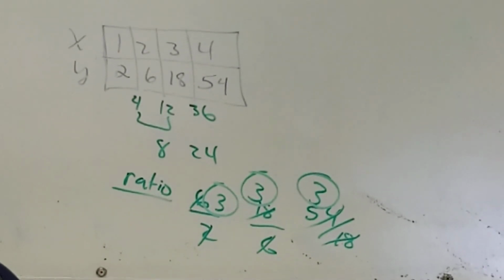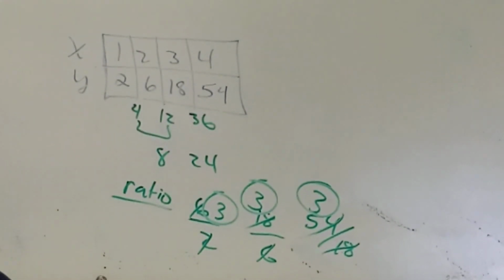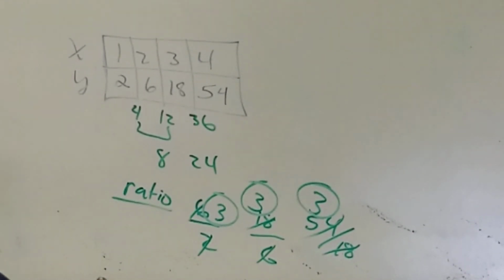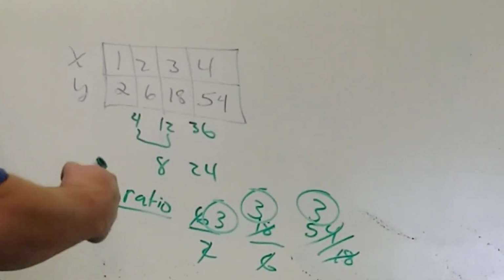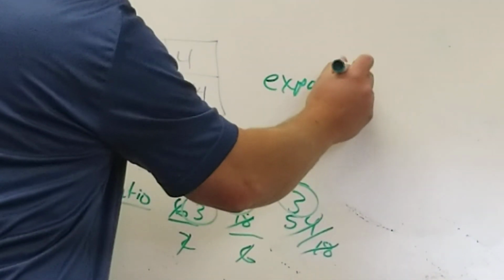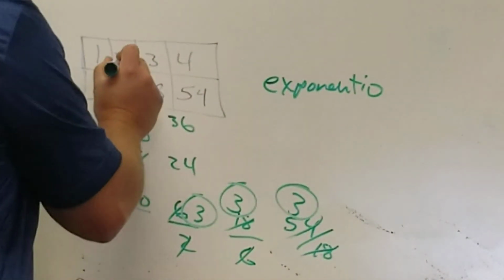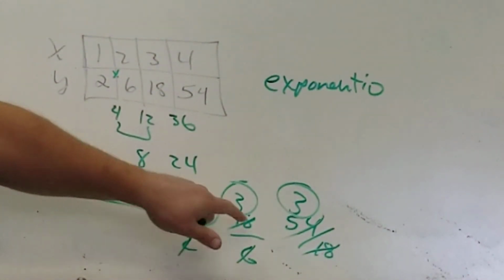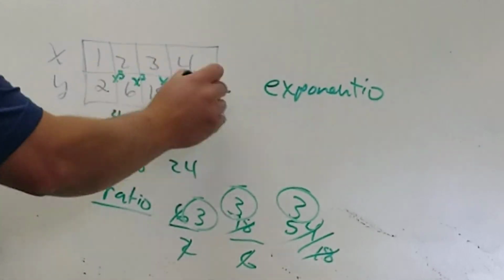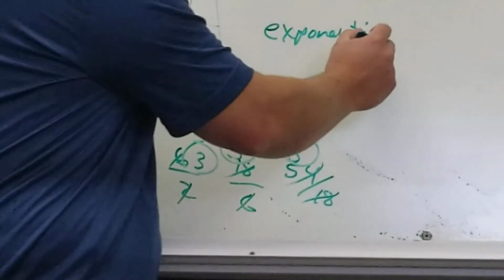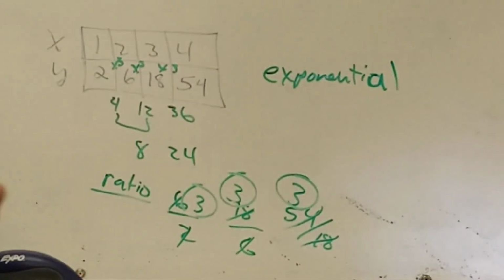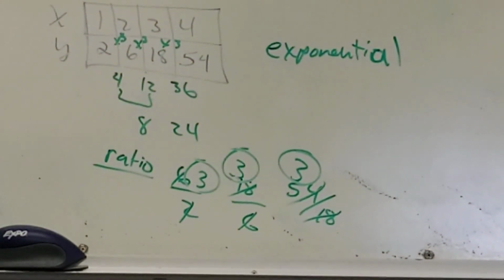Now, what if they're not consecutive? Then it wouldn't work, right? So you have to make sure they're consecutive. But that's how these work. If those are all the same, then it's what? This is exponential. Because really, I'm multiplying by what every time? 3. Multiplying by 3. Multiplying by 3. That's called exponential. Sorry, I didn't finish the word there. Exponential. Okay? That's all there is to it.